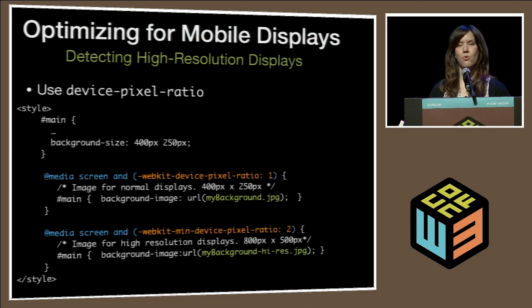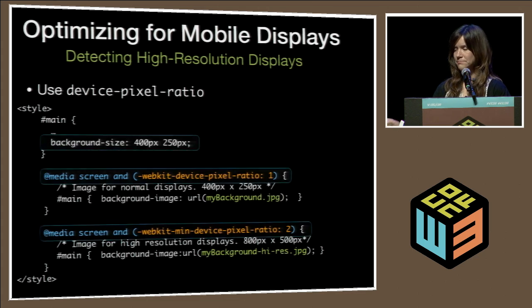And on a Retina display for iPhone, iPad, and this MacBook Pro, you can query the device pixel ratio. On a non-Retina display, it's 1. On a Retina display, it's going to be 2. And other high-resolution displays have other device pixel ratios, so you can check those as well.